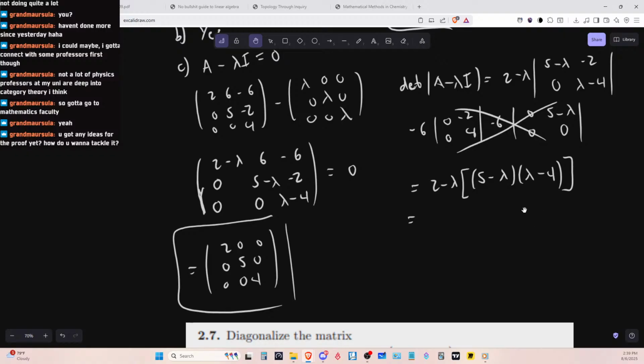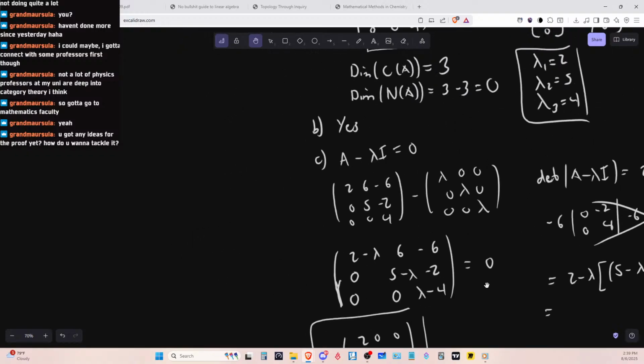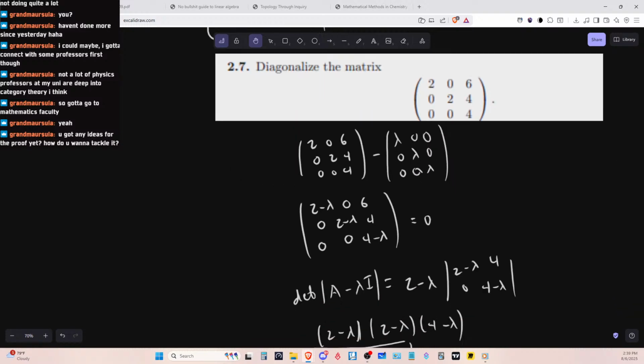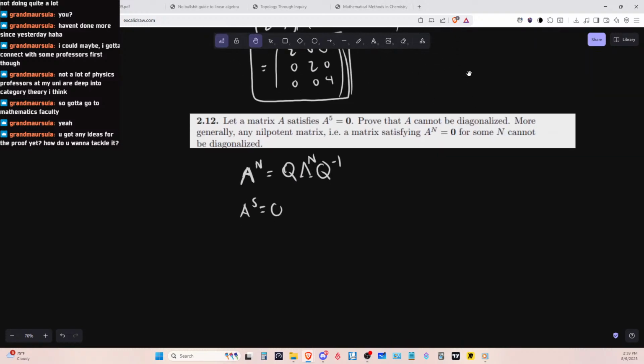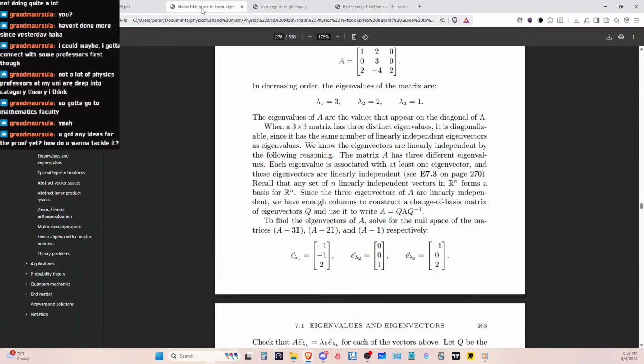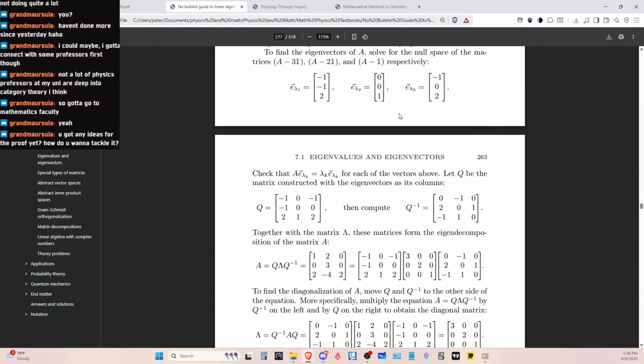Because we did get the eigenvalues here, and then we diagonalize this. Now the thing of it is that I have to think about what makes something not diagonalizable. I have to think, actually, how do we recognize that something cannot be diagonalized?